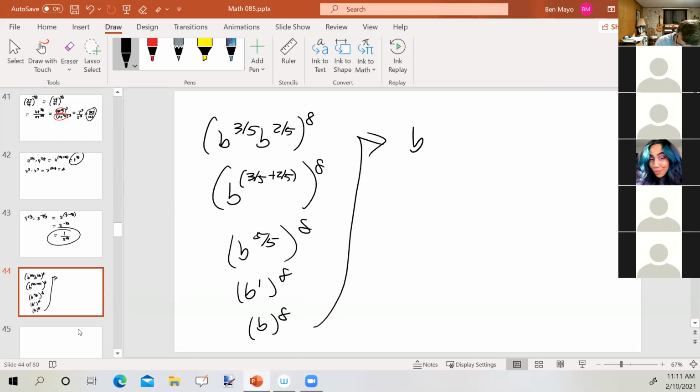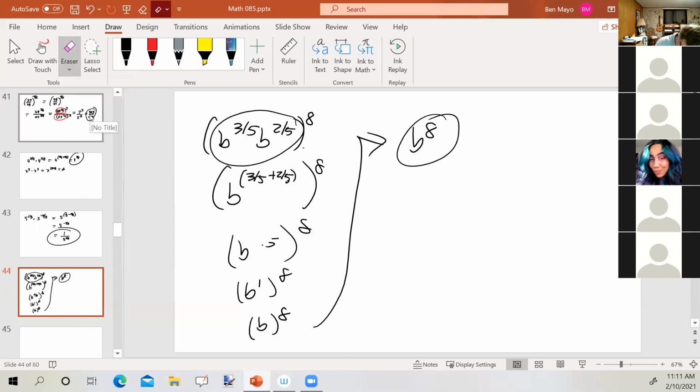So our final answer is just B to the 8th power, because everything inside turns into B to the 1 power, or just plain old B. Now, you don't necessarily have to write all these steps to get to the answer, but I want to make sure you understand how I got there. Okay.